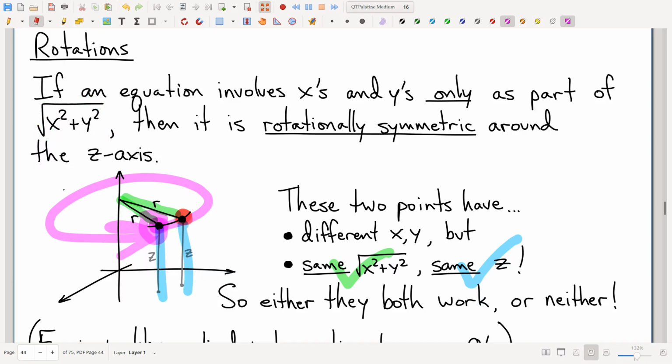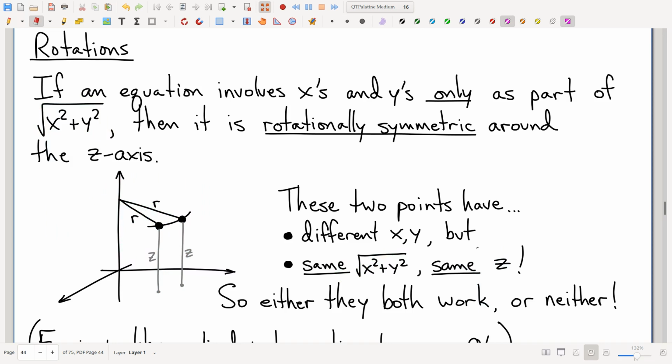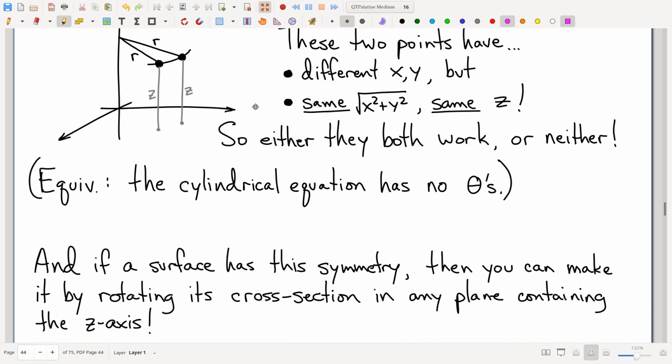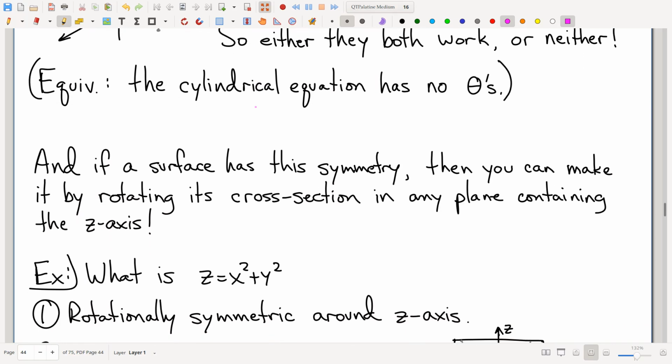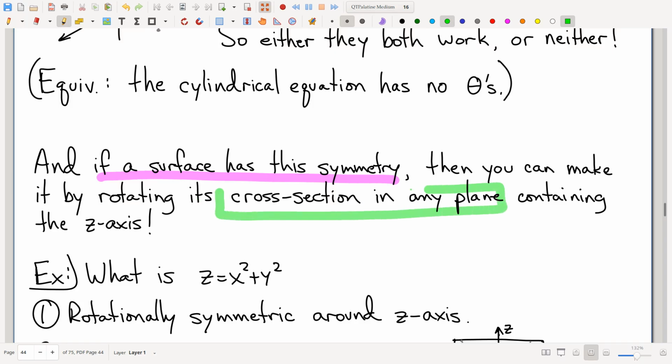So, really nice punchline. Now, why do I care? How am I going to capitalize on knowing that my surface is rotationally symmetric? There's a really cool trick that allows us to capitalize on this. Here it is. If your surface has this symmetry, you can look at any cross-section in any plane containing the axis, and then just rotate that cross-section and it'll produce the entire surface.